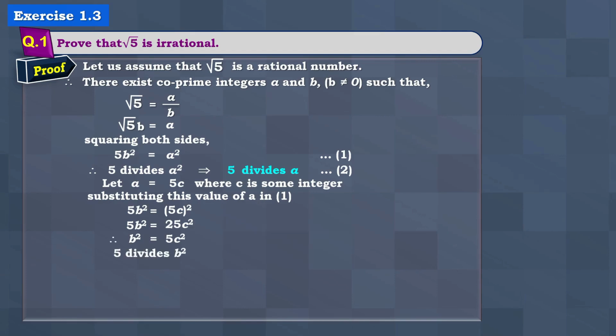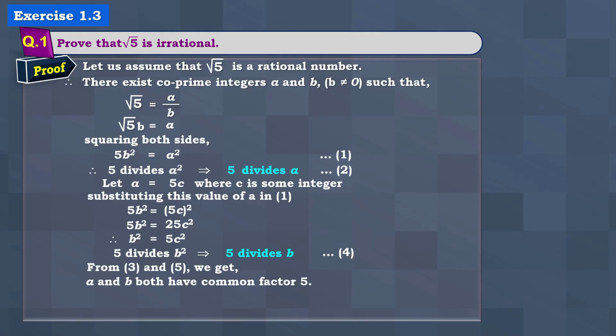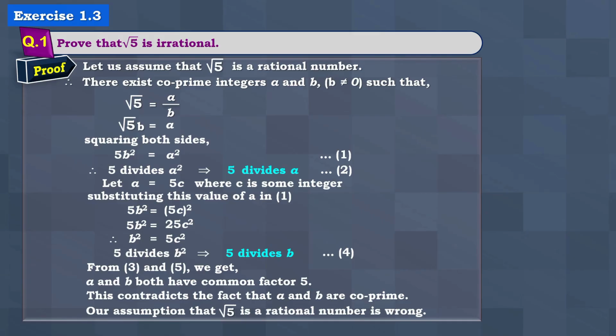But this is a contradiction. We initially assumed that a and b have no common factor other than 1. Here, both a and b are divisible by 5, which means they are not co-prime. This contradiction shows that our original assumption is wrong. Therefore, root 5 is not a rational number. Hence, root 5 is an irrational number.